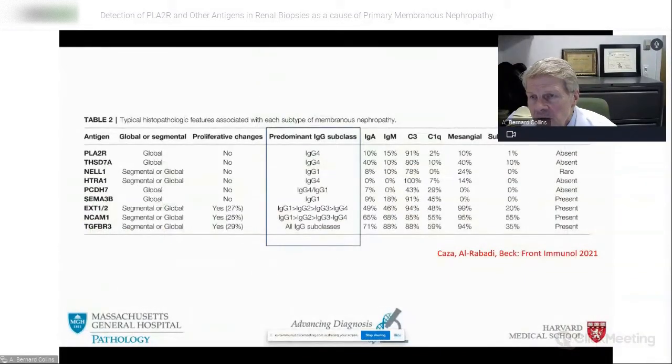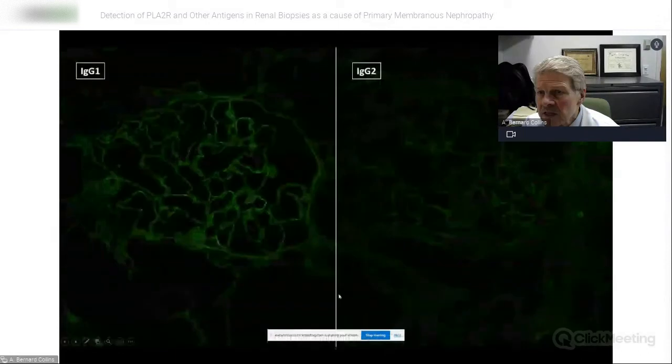And so we honed in. One, we have the segmental staining, possibly by IgG. We don't have any IgG4. So the question was, what is the IgG subclass? So that's just a reminder of the importance of the IgG subclass.